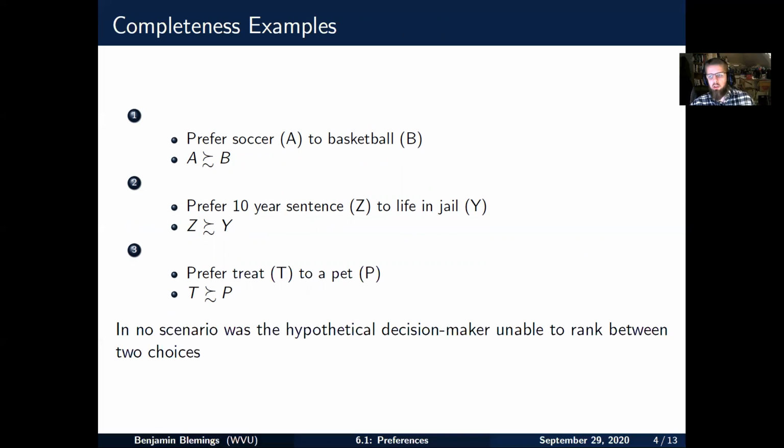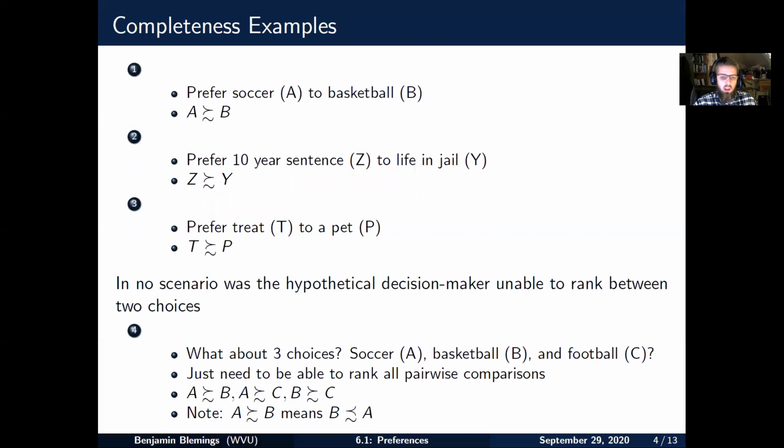And so in all these three scenarios I showed you, the decision maker was able to rank between the two choices. And if there's three choices, say soccer, basketball, and football, you just need to be able to rank soccer to basketball, soccer to football, and basketball to football. And so we could say soccer's better than basketball and soccer's better than football. And then we could also say, okay, well, we like basketball better than football. And note that if you're comparing soccer to basketball, it also implies a basketball to soccer comparison, the other way around.